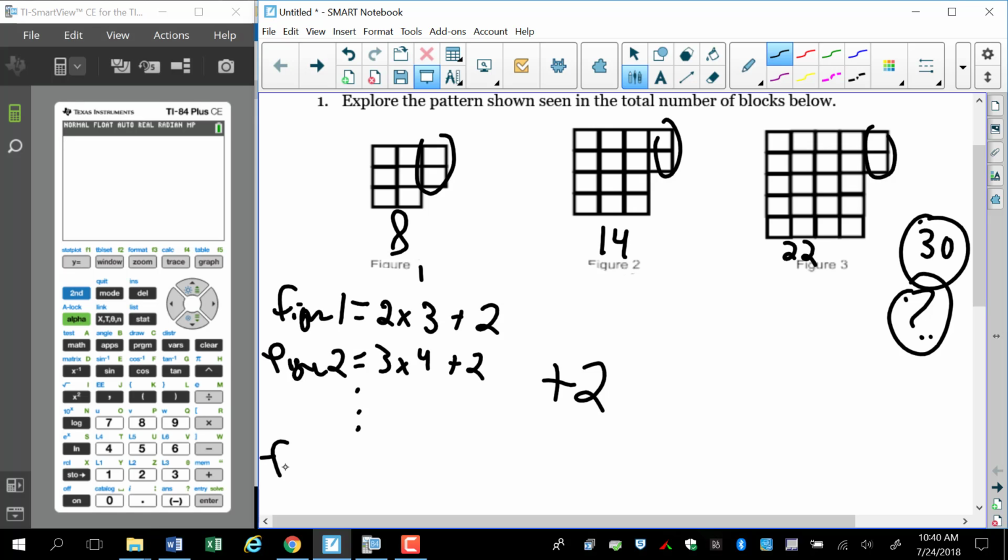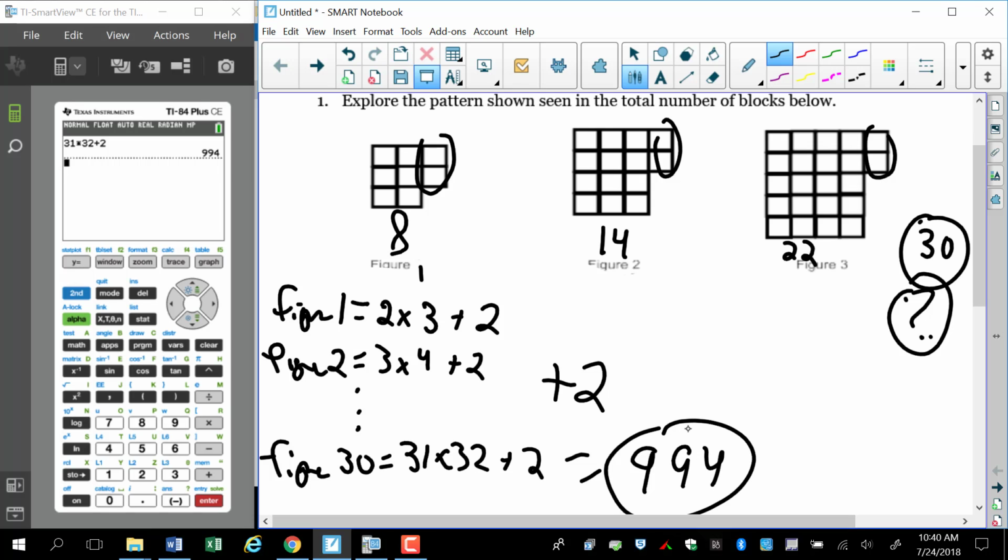If I do this, then figure 30 should be just one more, 31 times 32 plus 2, which gives me 994, which is the correct answer. So that's one way. That was the way that appeared to me. I'll show you another way that students have come up with before. And again, as long as you can get to 994 somehow, there's a lot of different ways to do this.